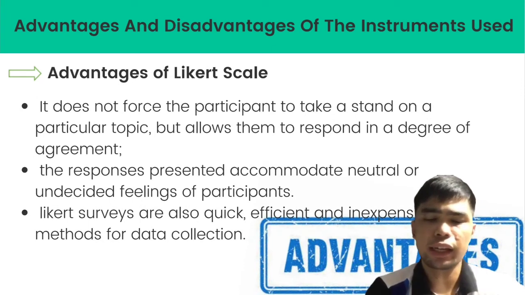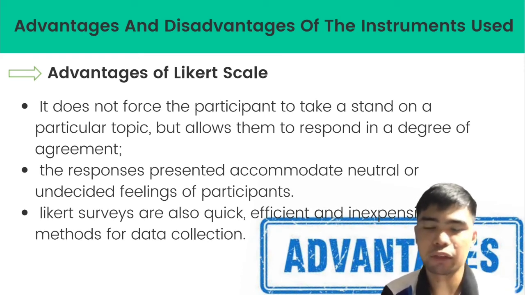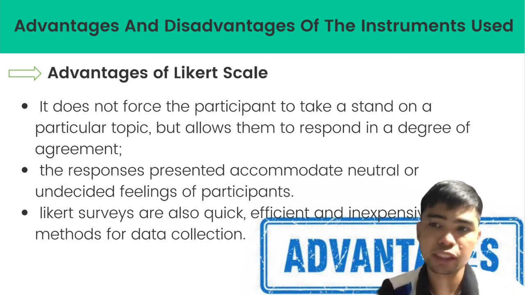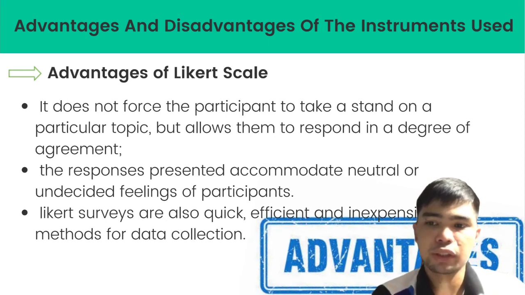Second is it does not force the participant to take a stand on a particular topic, but allows them to respond in a degree of agreement. And next is the responses presented accommodate neutral or undecided feelings of participants. And Likert scale surveys are also quick, efficient, and inexpensive methods for data collection. So this is not expensive, unlike the other methods for data collection.